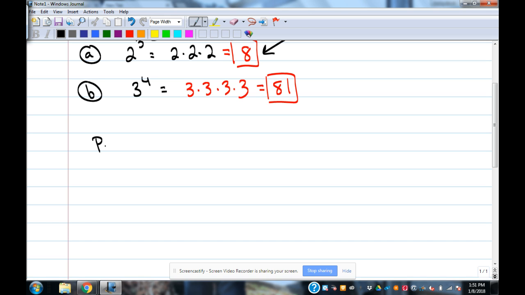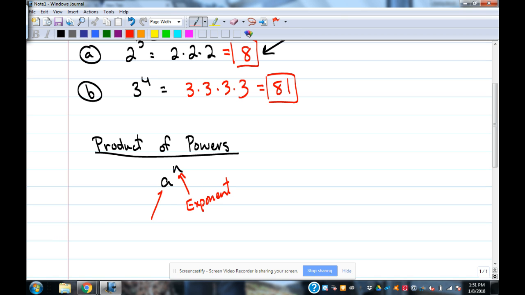The first property we want to look at is a product. Product is what kind of math? Product is the answer to what kind of problem? Multiplication. Product of powers. And first thing we need to talk about is what the heck is a power? A power, yes, that's this. It has an exponent. What's the a called? The base. Okay, the base and an exponent. The entire problem is technically called a power, but the base and the exponent.